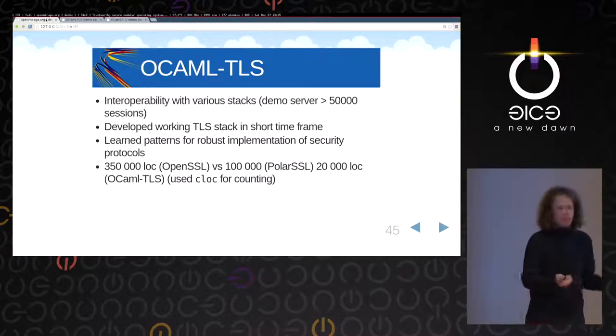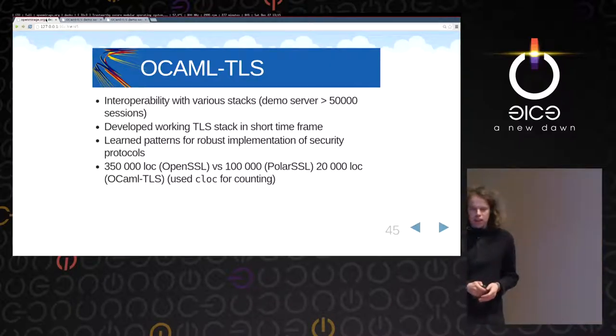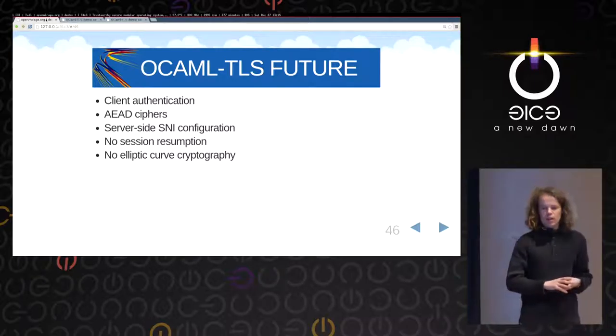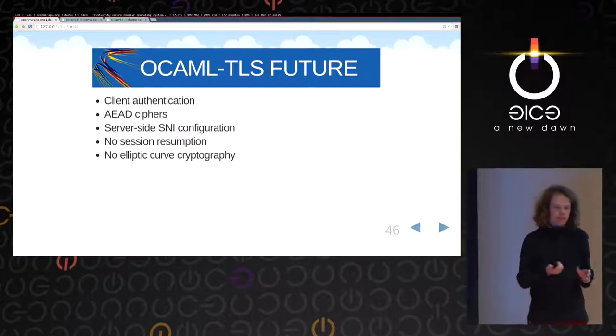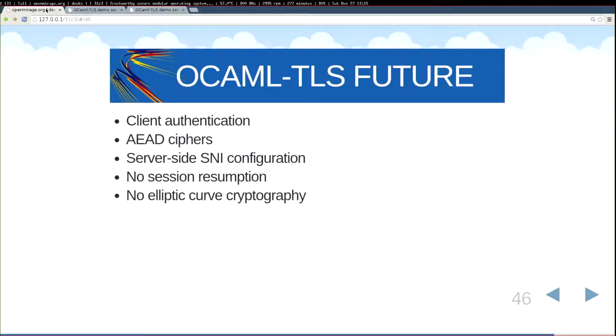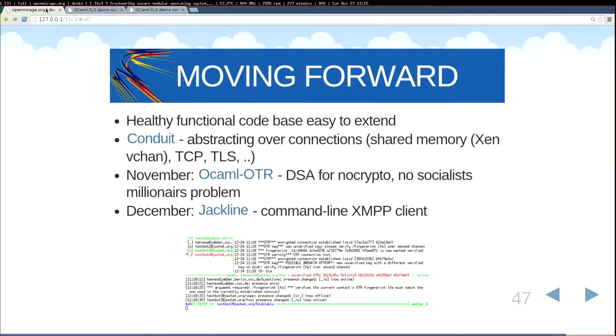And we can interoperate, and we have nearly all the features we actually need to have. And also, the interoperability here is shown for the server side, but the client side also works with various different stacks. What is the future? Well, we already have some preliminary pull requests for client authentication, AEAD ciphers, and server-side server name identification configuration. What we currently don't have code for is session resumption and elliptic curve cryptography. We might plan to do that or not. It's not that hugely important, I think.